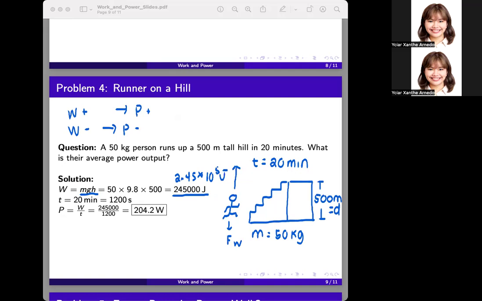Okay. Using this, we can now solve for power exerted by the runner. Using the time, we divide this work by 20 minutes, but first we convert that to seconds. Using dimensional analysis, we get 245,000 joules divided by 1,200 seconds before finally getting the quantity 204.2 watts. So that's the average power output for this problem.